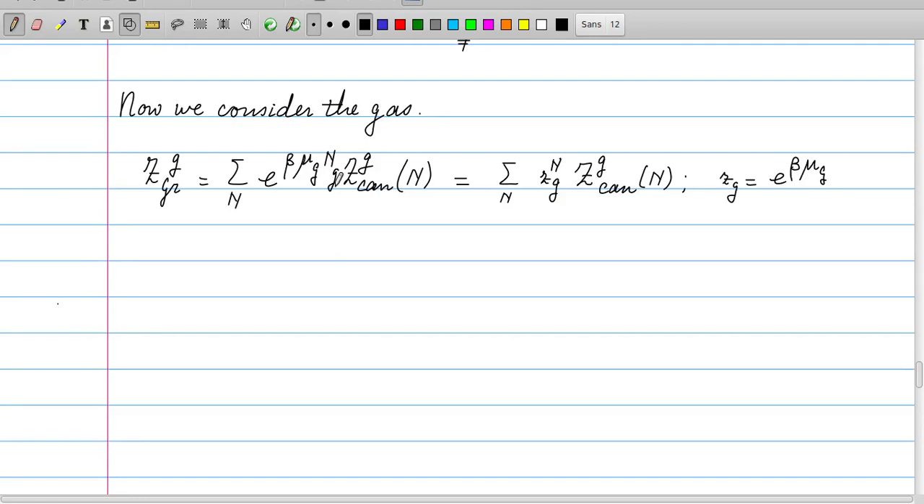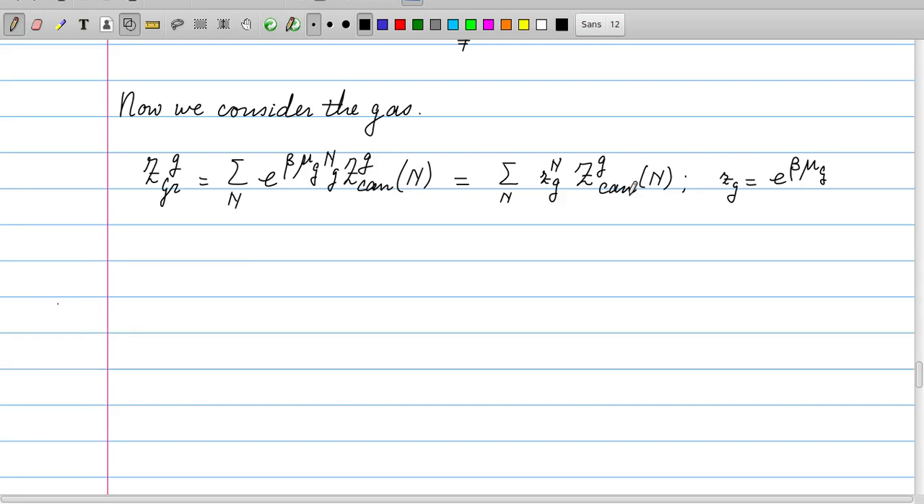And the expression for the grand canonical partition function involves the partition function in the canonical ensemble. So we need to fill that in. Anyhow, before we do that, we use the definition that also the fugacity of the gas can be written as e to the power beta mu gas. So mu is the chemical potential, and we have this expression.